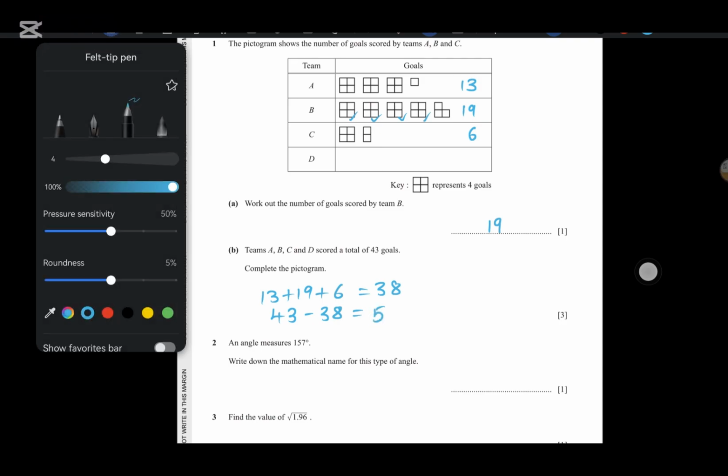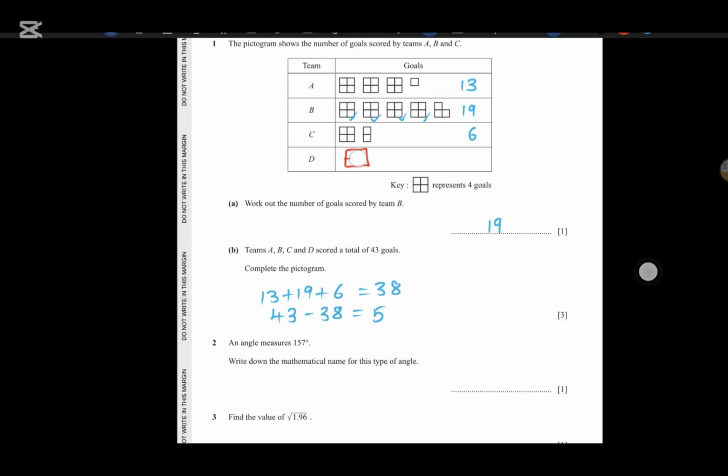So draw those boxes, 1 box and a small box for 5. This is the answer for question number B.